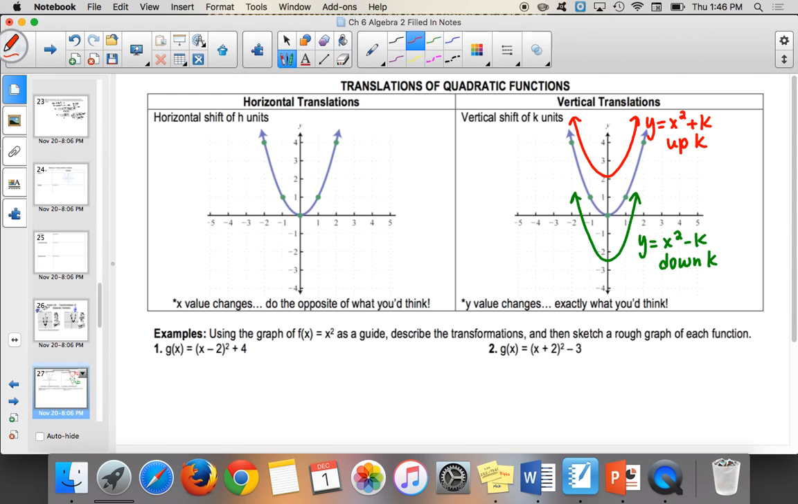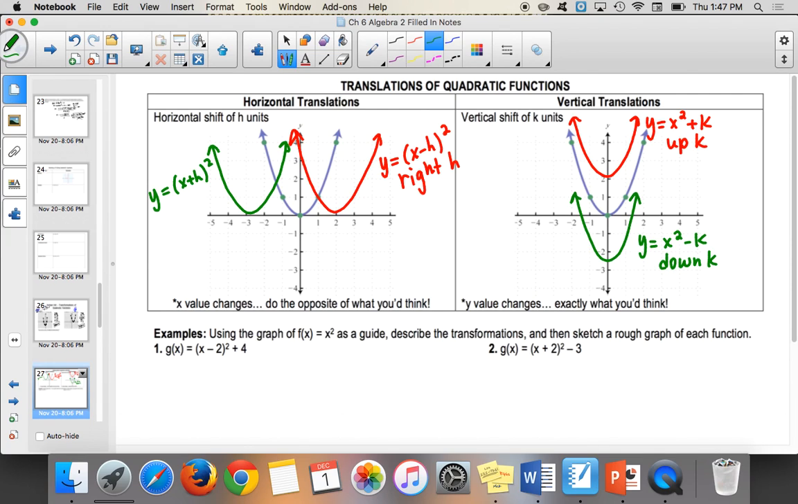All right, so the horizontal one is the one that's different. It's the opposite of what you think. So when you have x minus k squared, it moves it to the right k. So this is x minus, I shouldn't use k, I'm going to use h. X minus h squared. That moves right h. So it's kind of the opposite of what you would think. You would think that it would move left because it's a minus, right? So if I have y equals x plus h, all in parentheses and squared, that means I move to the left h.